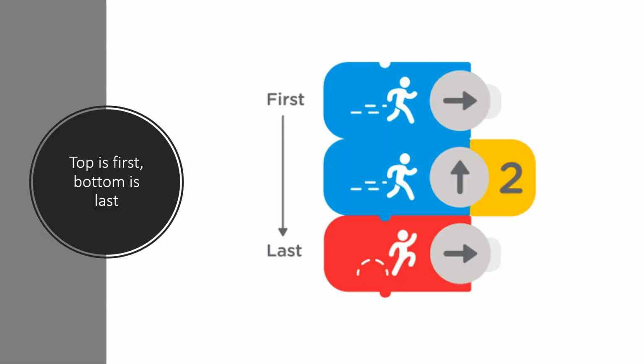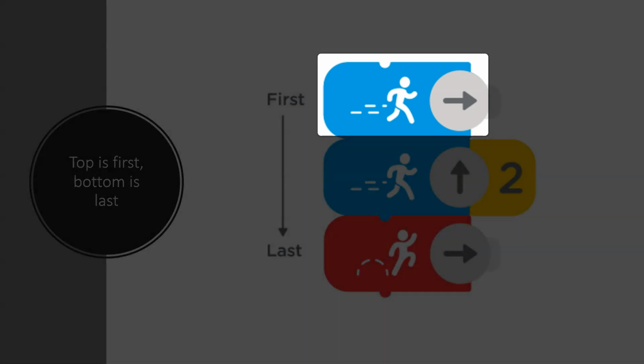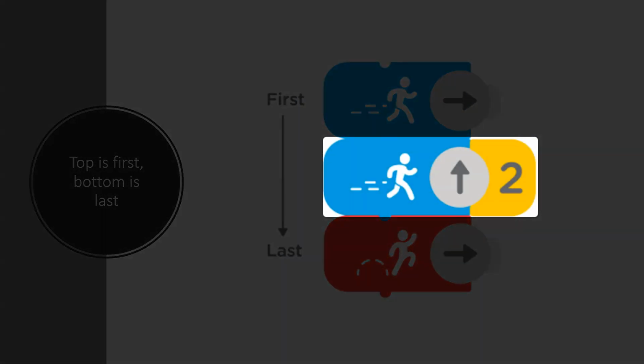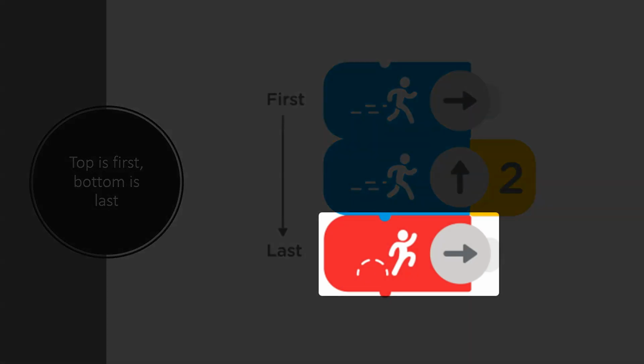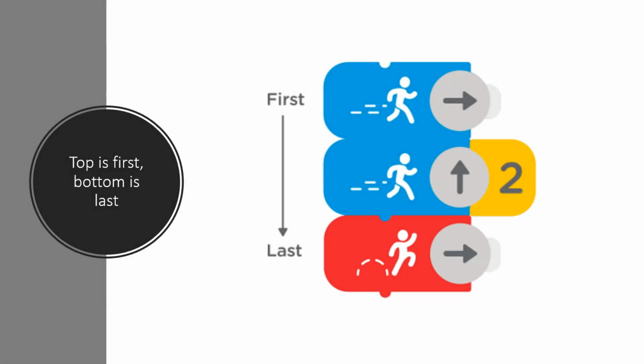When we place our tiles together in a stack like this, we tell the Awbie to start at the top and work its way down. Here we say walk 1 space right, walk 2 spaces up, and jump 1 space to the right.